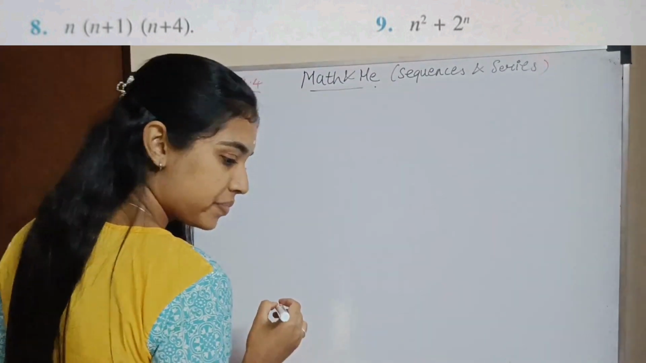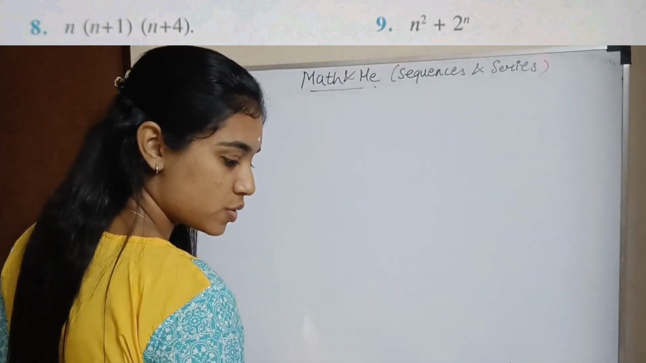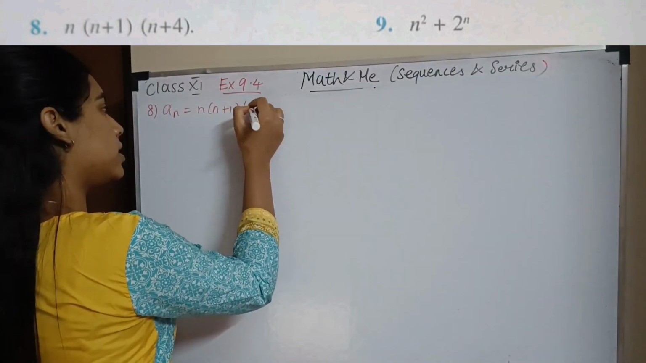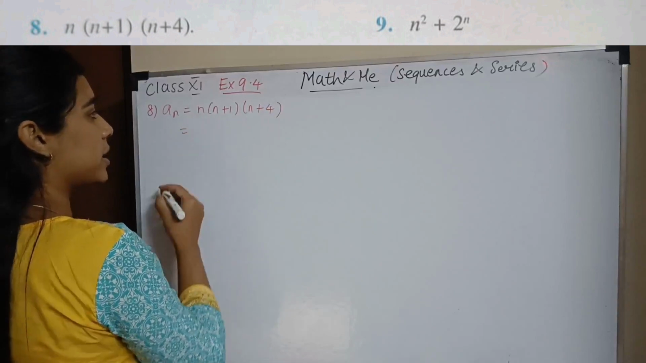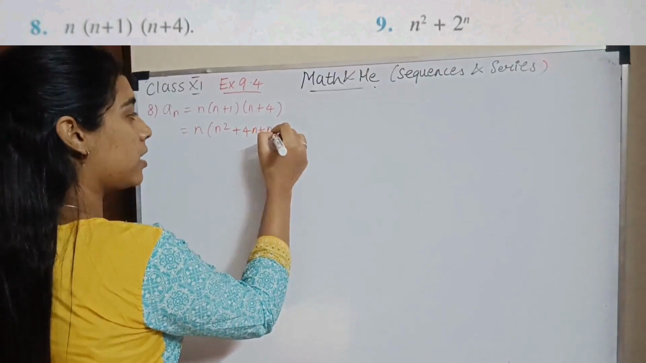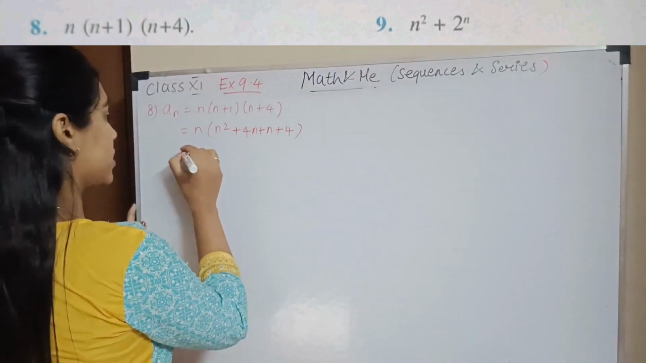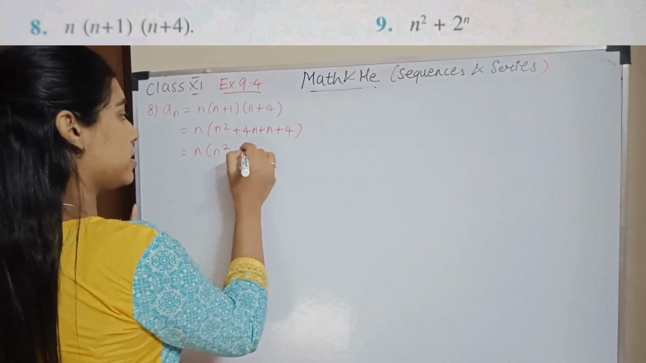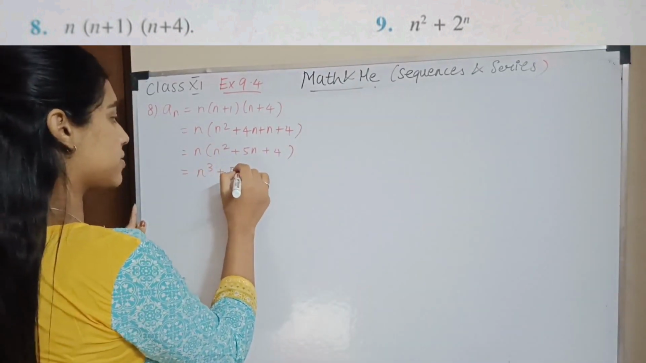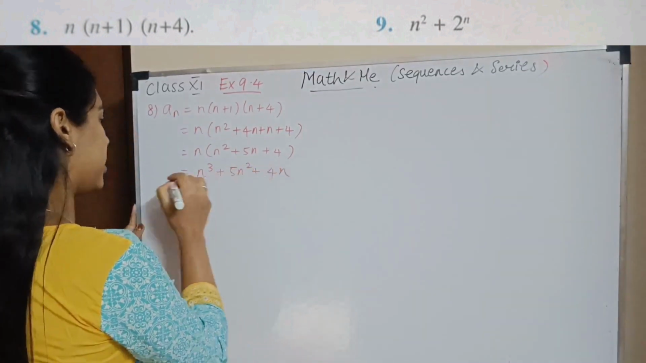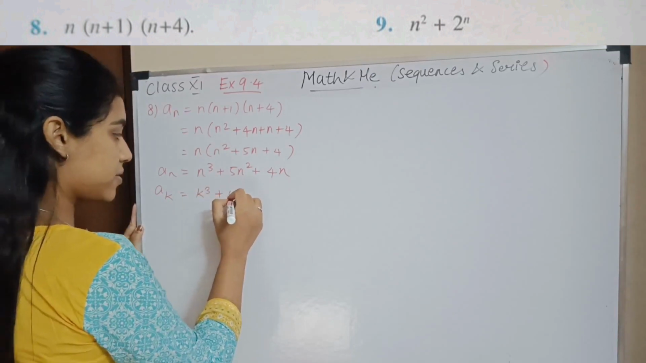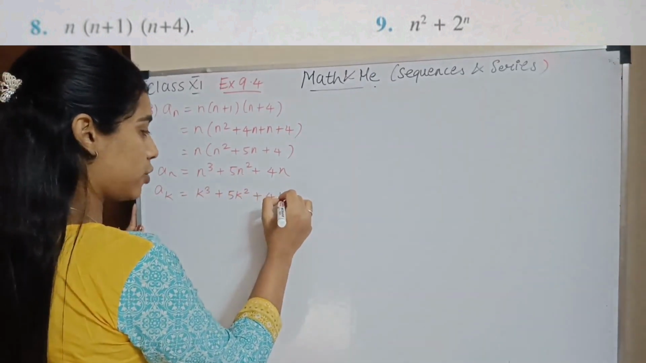Question number 8. Find the sum to n terms of the series whose nth term is already given. So an equals n into n plus 1 times n plus 4. So I am going to multiply this inside. I have n into n square plus 4n plus n plus 4. This is n into n square plus 5n plus 4. This is equal to n cube plus 5n square plus 4n. This is my an. So what is my ak? k cube plus 5k square plus 4k.